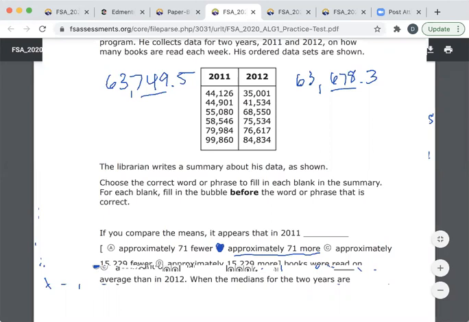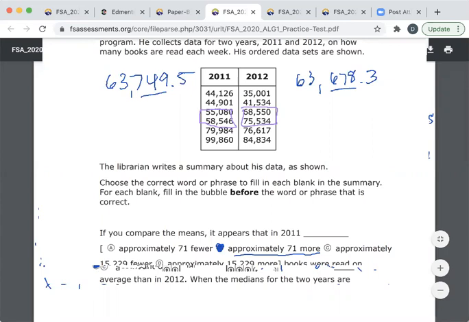All right, let's look at the second part. When the medians for 2 years are compared, the data shows, so the medians, remember the median is the number in the middle, kind of like the curb that's in the middle of the road. It looks like these are already listed in order from smallest to greatest. There's 6 numbers, so the median is going to be the average of the two in the middle.